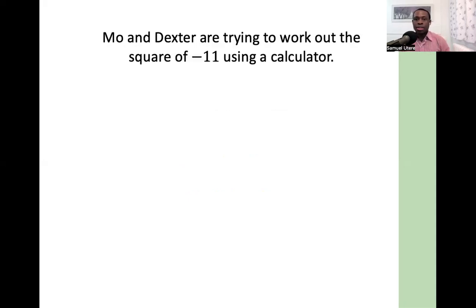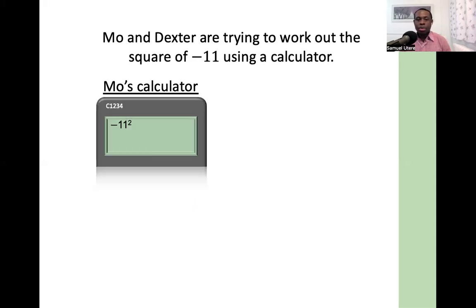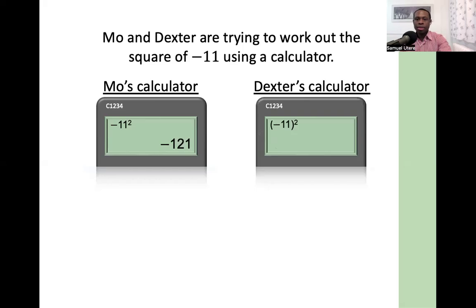Mo and Dexter are trying to work out the square of negative 11 using a calculator. So pay very close attention to this, I must say. Mo's calculator gave this result, but Dexter's calculator gave this result. Who is right? Explain why. If you think Mo is right, explain why. If you think Dexter is right, explain why.